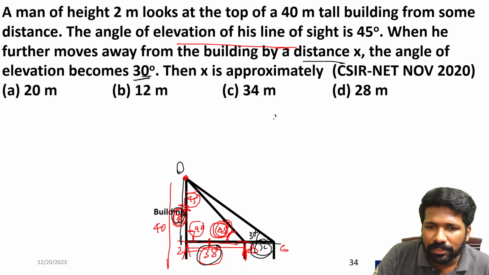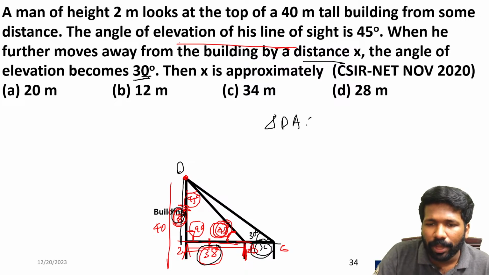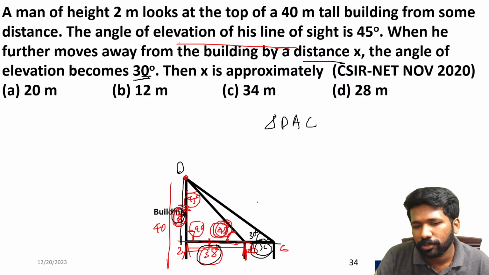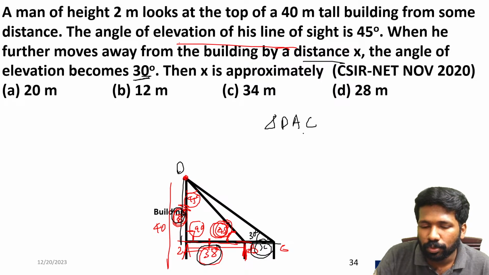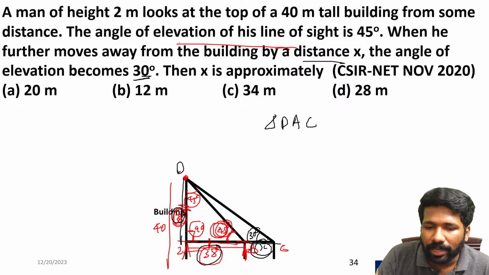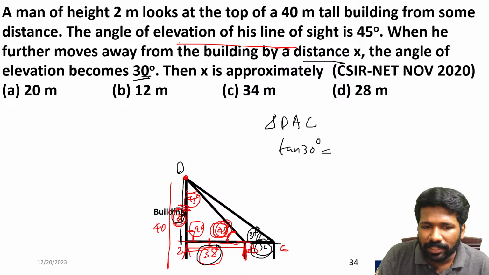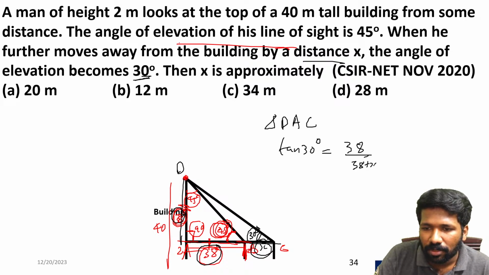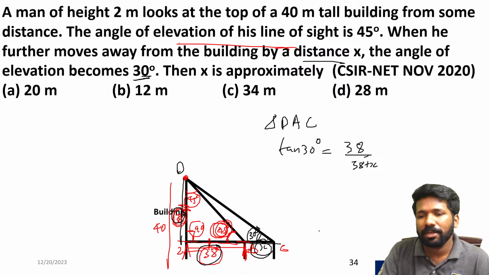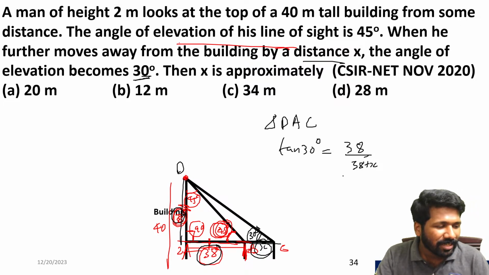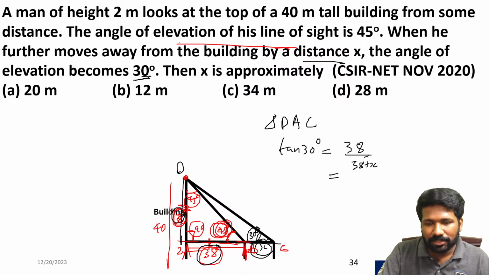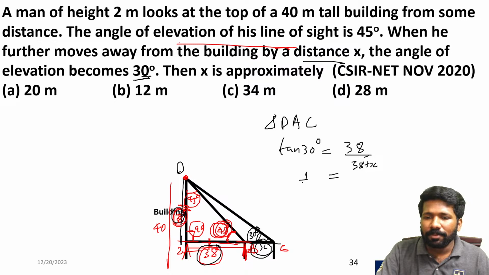So if you consider triangle DAC, here you cannot avoid trigonometry because this is not an isosceles triangle. So using trigonometry only you can do it. If you take this 30 degree, or angle C, and apply tan theta, tan 30 will be opposite side by adjacent side, that is 38 by 38 plus x. All of you understood how 38 by 38 plus x? Little tricky or little confusing, a tedious question this is. But this is how you can do it. Tan 30 will be 1 by root 3.